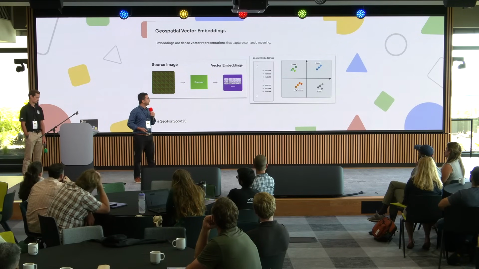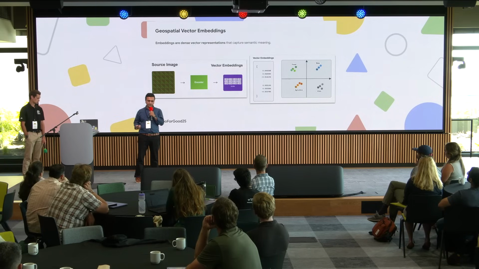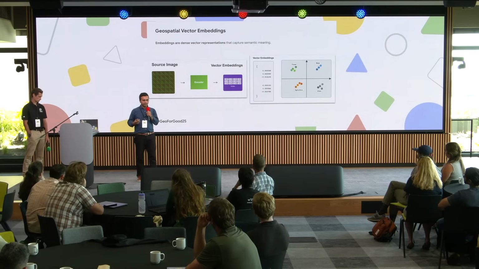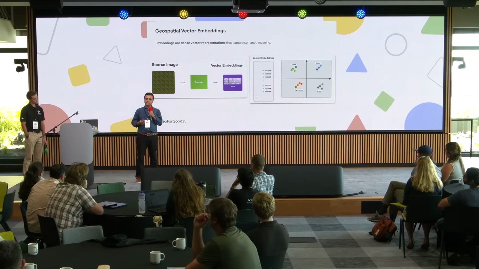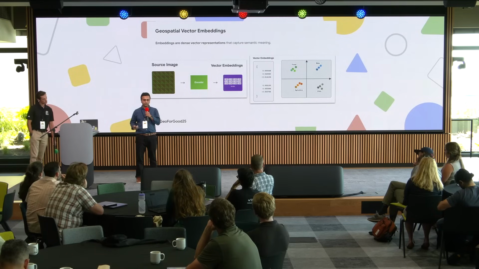But then you could also use these embeddings, these encoders, to generate this vector representation that captures semantic meaning. That means if you have features that belong to the same classes, they should be closer to each other and should be grouped together.